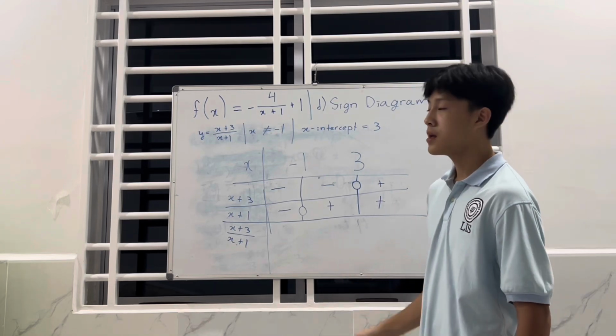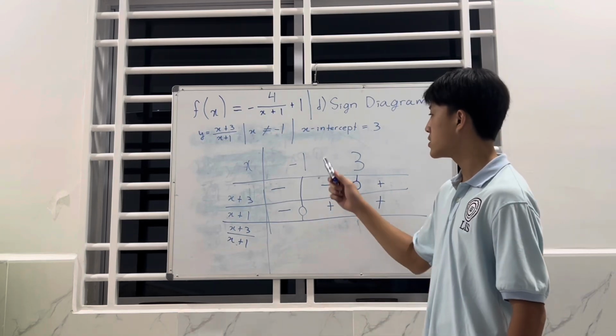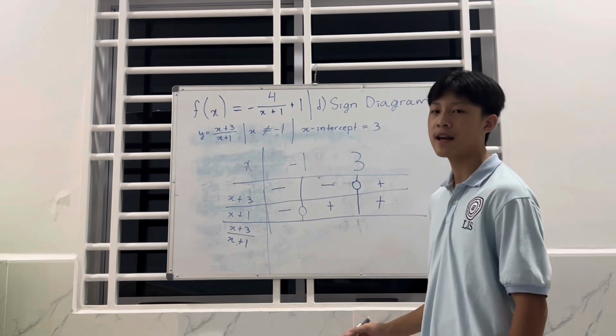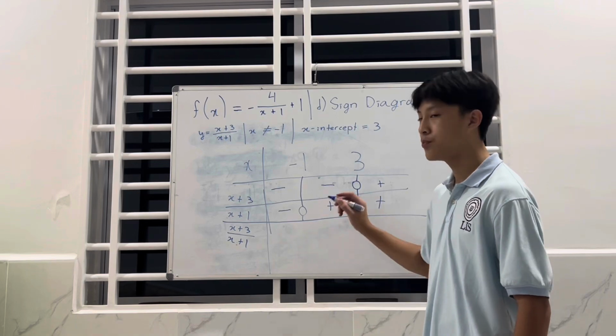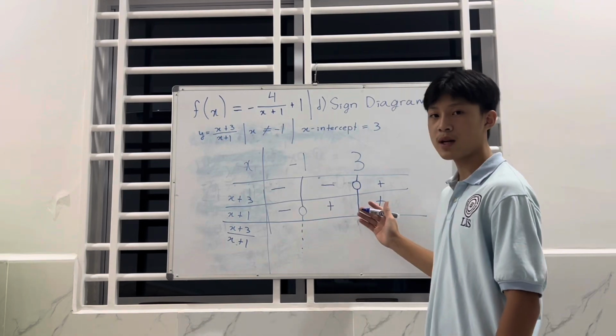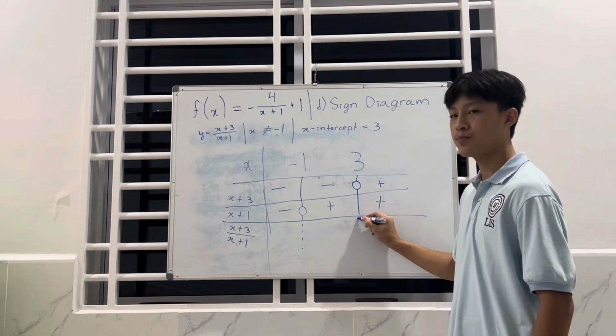Now, as you know, this line over here is the domain, which makes it undefined. And what do you do to the line of the undefined? You put dots. And this one is a normal one. You can just put a line.